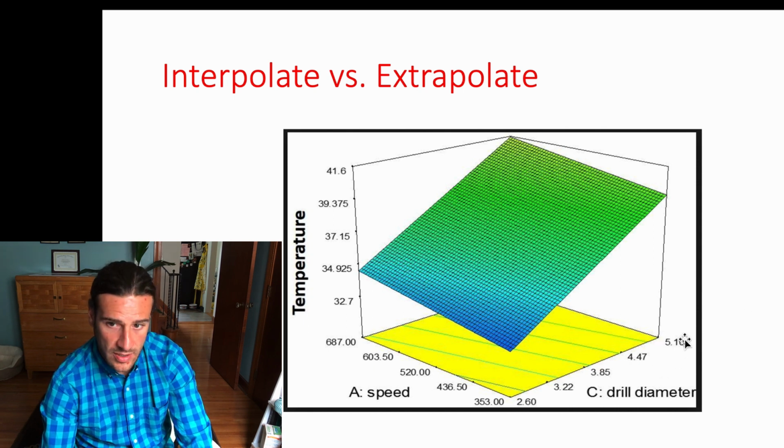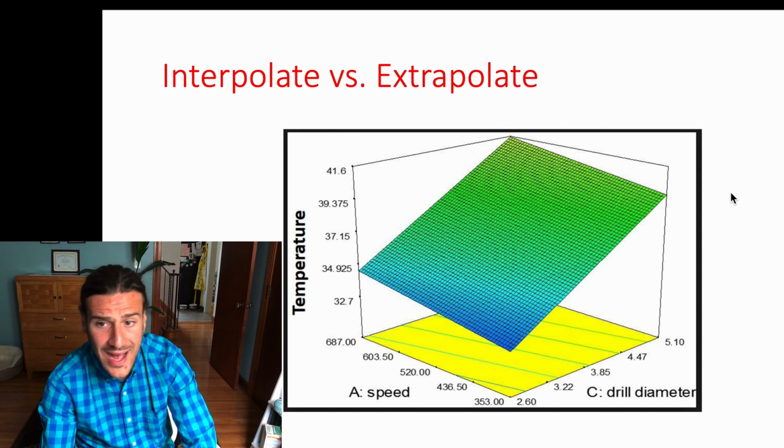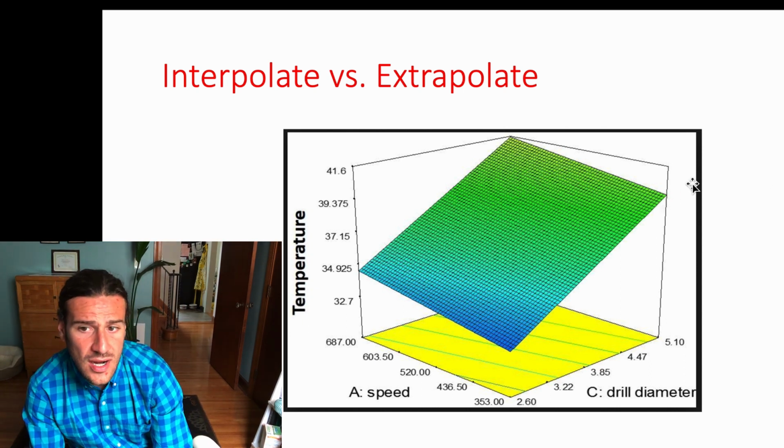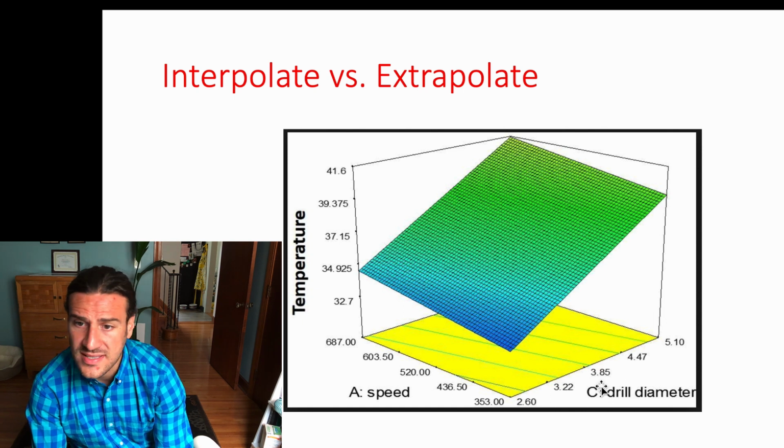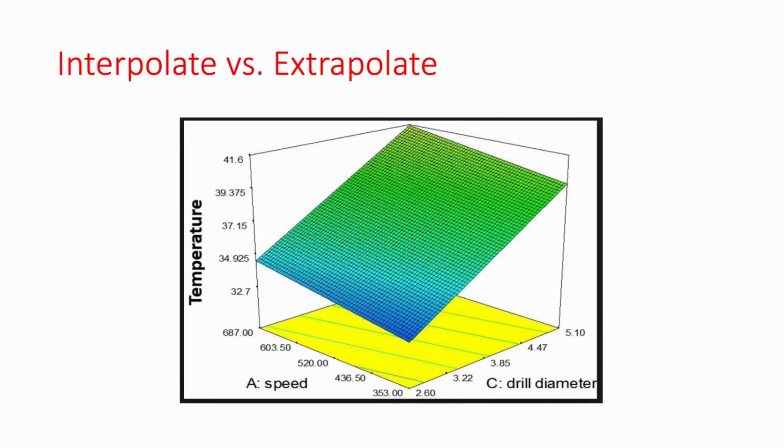Because who knows what's going to happen with a drill diameter past 5.1 millimeters, right? It's possible that it gets too hot and the metal will denature, and the temperature will skyrocket, right? It's possible. It's outside of the data set. There's a lot more uncertainty. Interpolating data, however, you know it's going to lie in between two values that you actually tested. Interpolating data is much stronger.